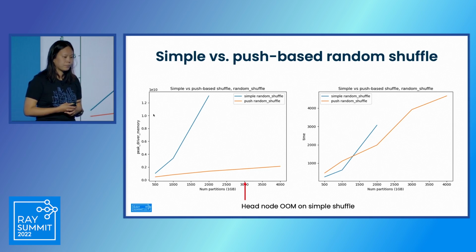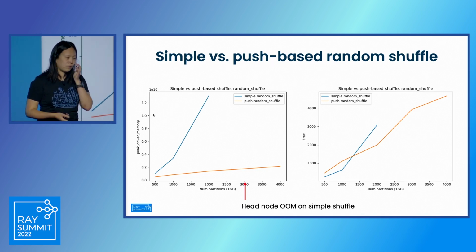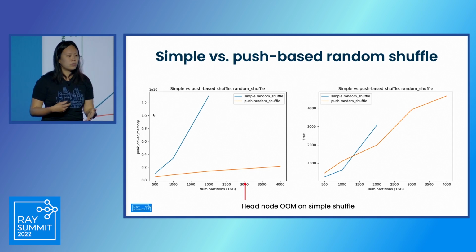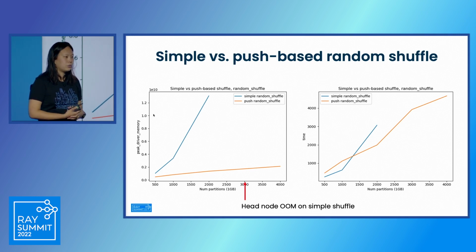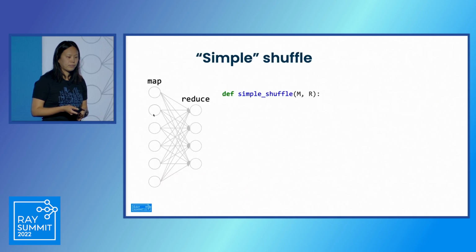So in Datasets, it's actually pretty simple to choose between these different algorithms. All you have to do is just pass a flag into your program. And in the future, we'll also look at how we can automatically choose the best algorithm for your application. So it's actually pretty easy.